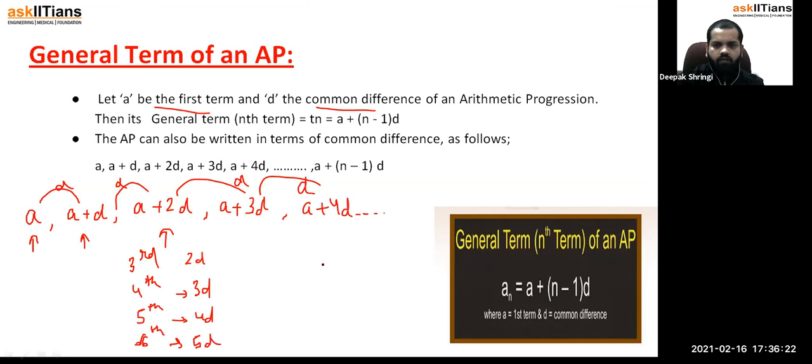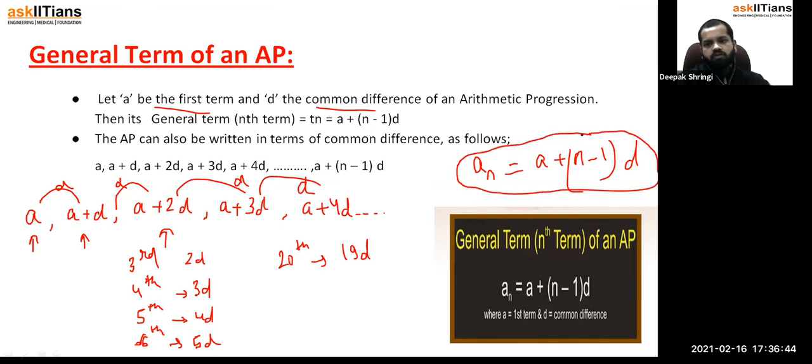What if it is the 20th term? Then 19D will be written there. What if it is the nth term? Then it will be A plus n minus 1 into D. So the general term of an AP is an is equal to A plus n minus 1 into D, where A is the first term and D is the common difference.